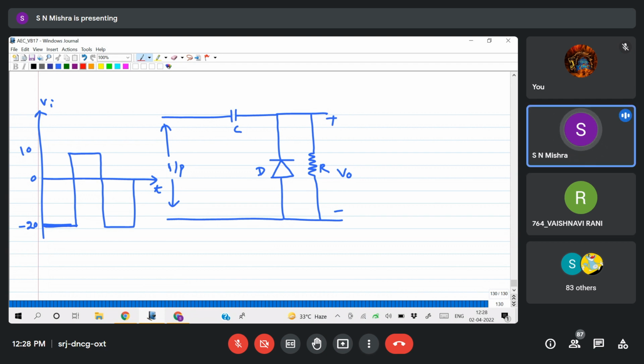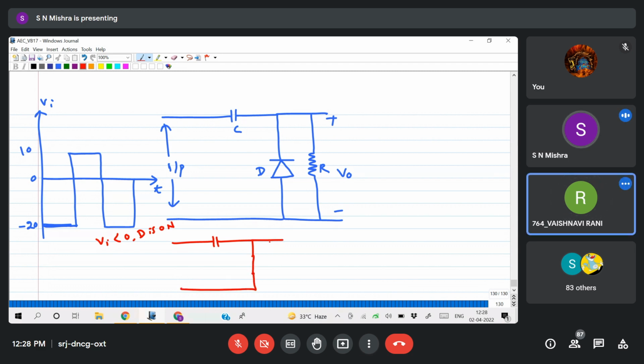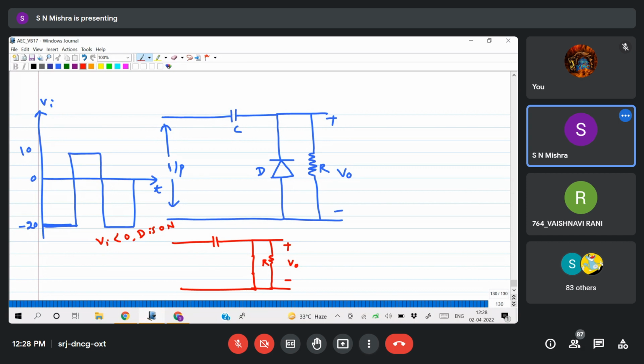Here, what we will do? Vi less than 0, diode is on. Diode on means it will be short. Then resistor, plus minus V0 across R. Let us take plus minus here, and for the negative half cycle plus minus here. That is 20, because in the negative half cycle I am giving 20, and this plus minus will give you minus 20. Now what is my output voltage?